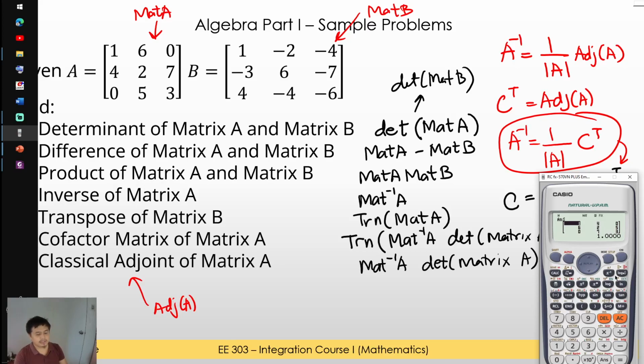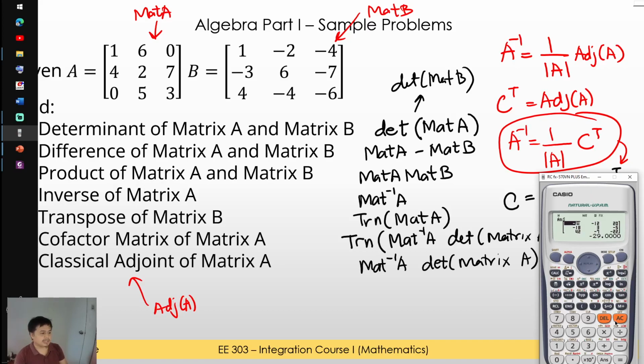For the cofactor matrix, this is a lot of things, no? We have to input a lot of things here. So transpose and then inverse of matrix A, and then the determinant. So shift matrix, determinant of matrix A. Sorry, I input here matrix A, but it should not be A. Okay, and then equals. So this will be the cofactor matrix of this matrix A.